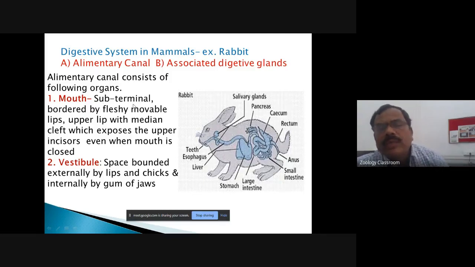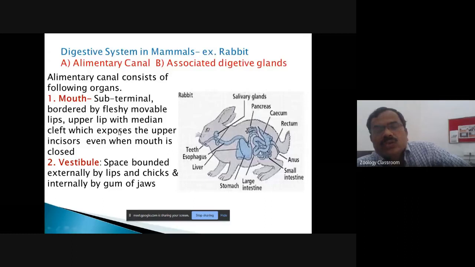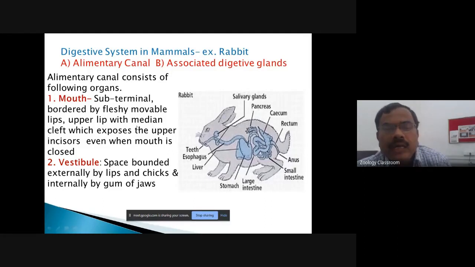So mouth is subterminal and it is bordered with fleshy and movable lips. You are having the lips in the same fashion. The rabbit is also having movable lips. Then the upper lip shows a median cleft. Cleft meaning a cut is there in the upper lip. So due to that cut, the inner incisors are visible.